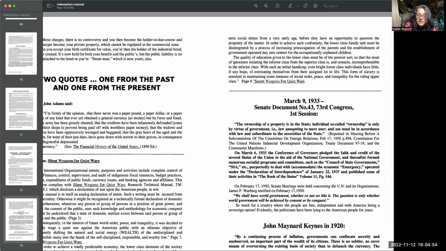So, right here, law amounting to mere user and use must be in accordance with law and subordinate to the necessities of the state. Repeated in hearing before a subcommittee of the Committee on Foreign Relations, February 17, 1950, page 494. Constitution for the United Nations Industrial Development Organization, Treaty Document 97-19, and the Communist Manifesto. Oh my gosh.